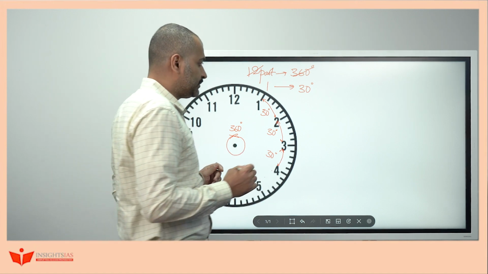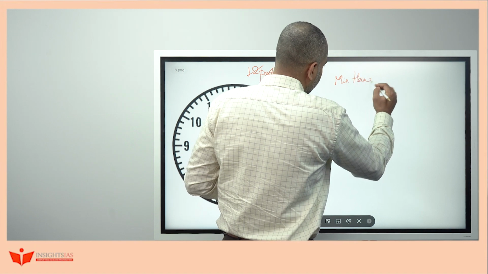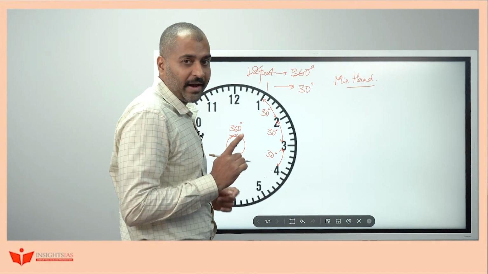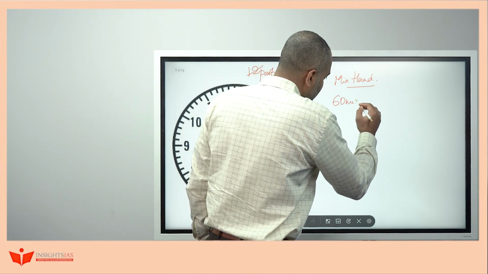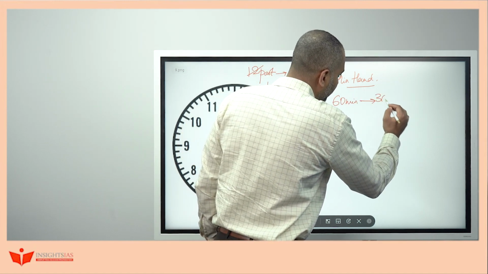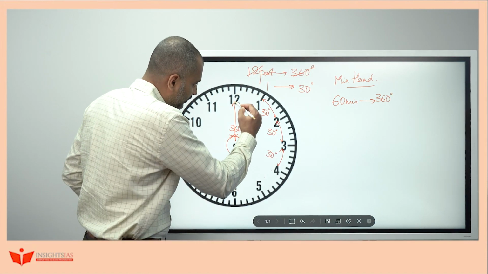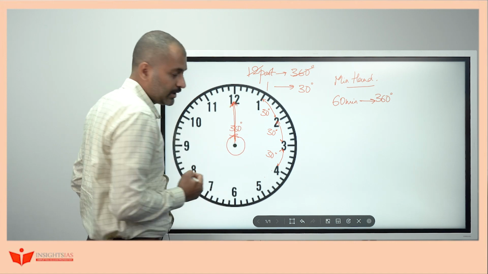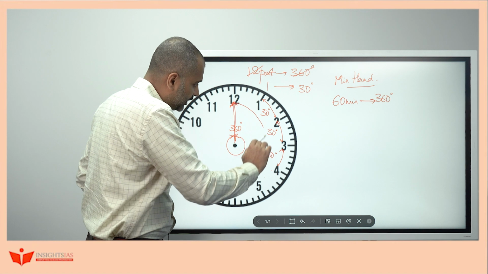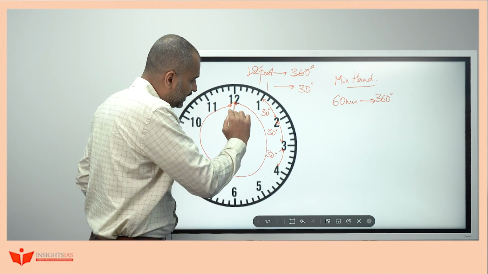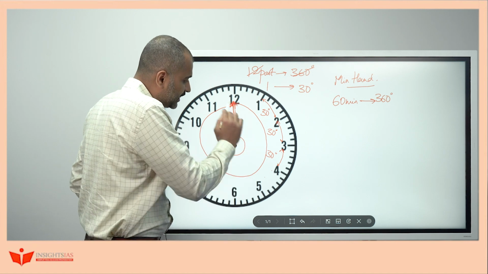Okay. Now, the minute hand. In 60 minutes, it will travel 360 degrees. Means, if the minute hand is at 12, as it is now, after 1 hour or at 60 minutes, it will travel this much and be at the same point, isn't it or not?